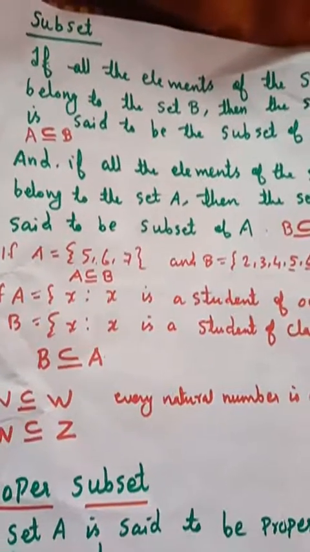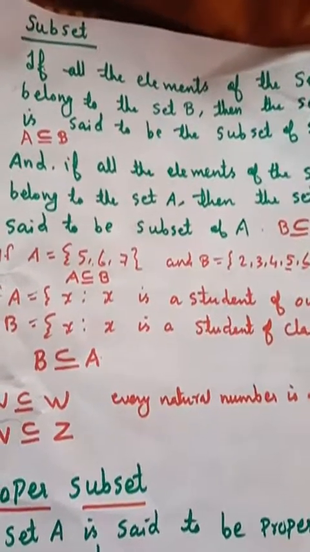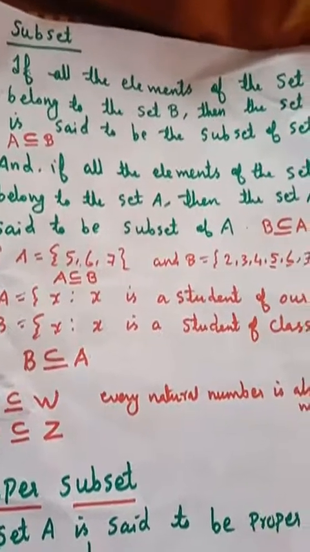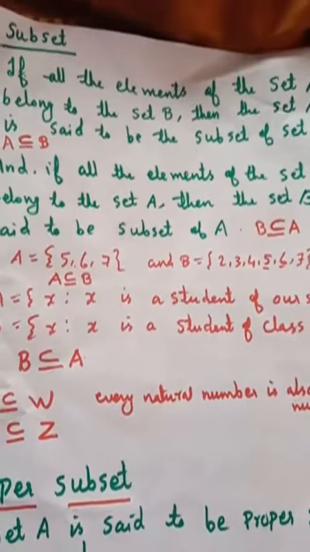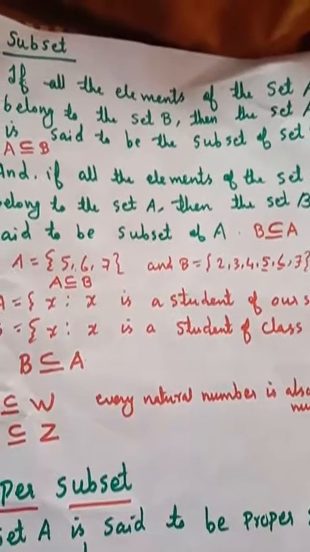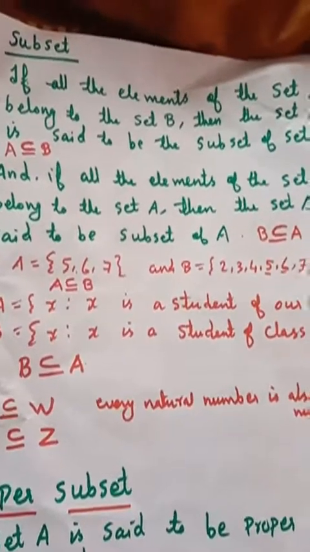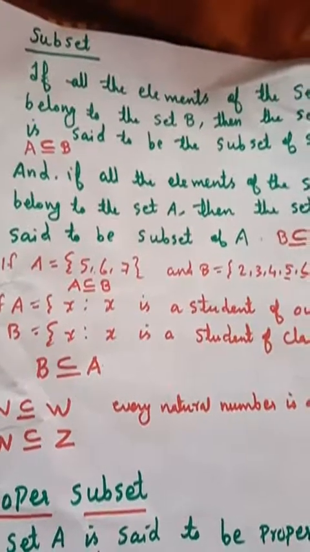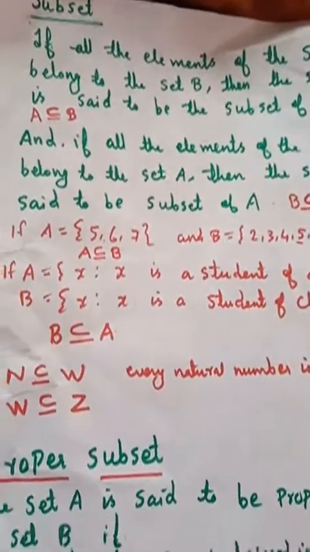So B is a subset of A, because A is students of our school, and B is students of class 7. The 7th standard is a standard in our school. So B is a subset of A.